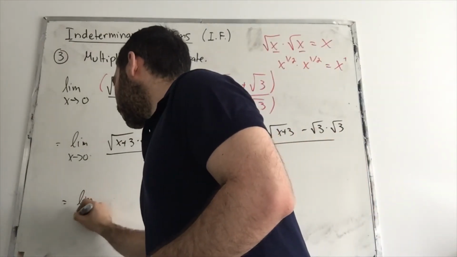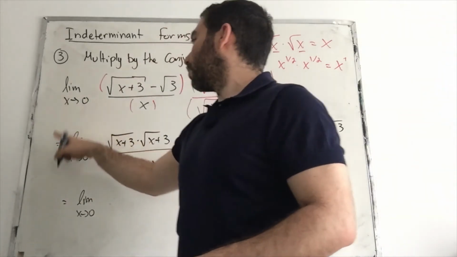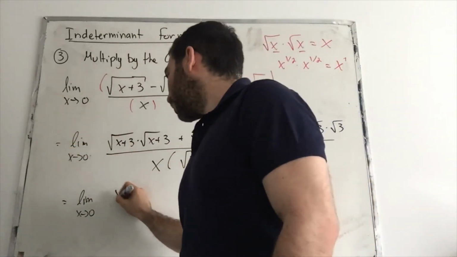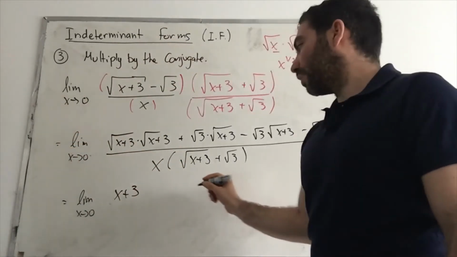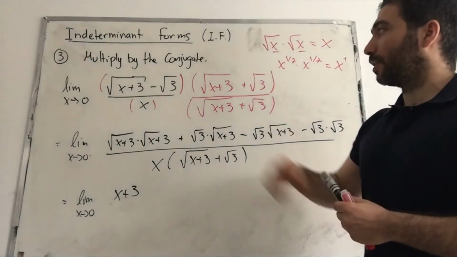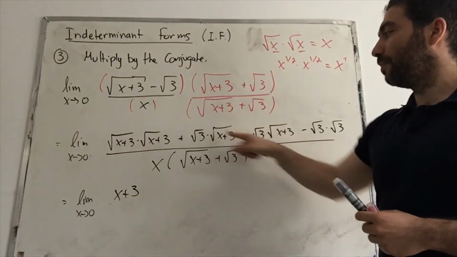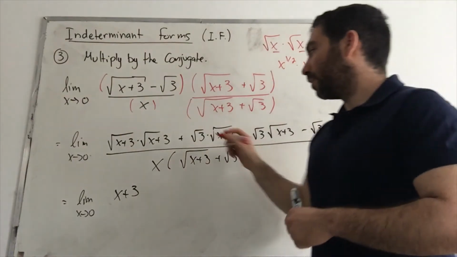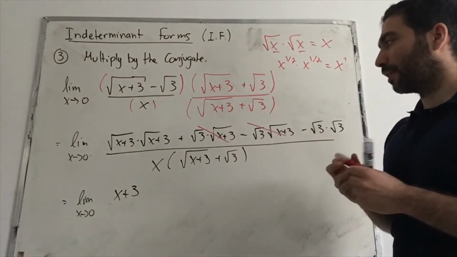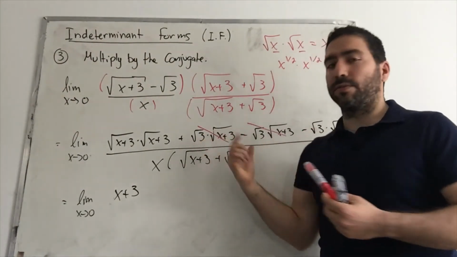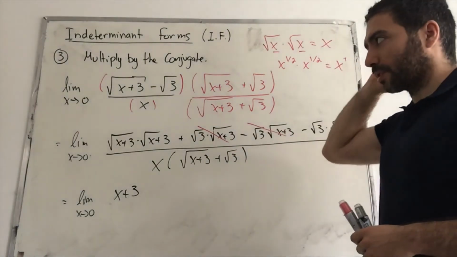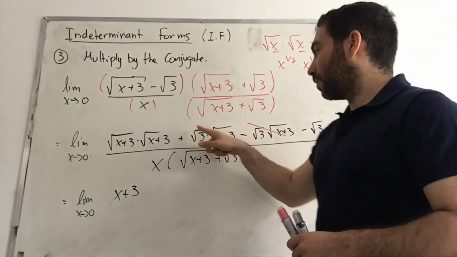Limit as x goes to 0. Notice that I'm always writing equals and then limit. Don't forget to do that. We have x plus 3. Now, the purpose of multiplying by the conjugate is that these two middle terms are always going to cancel. If they don't cancel, you made a mistake, so go back and check, but it's always going to work out for these two terms to cancel. We're essentially using difference of squares backwards. So this is always going to happen.